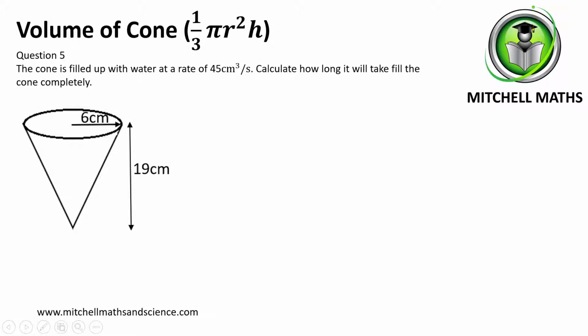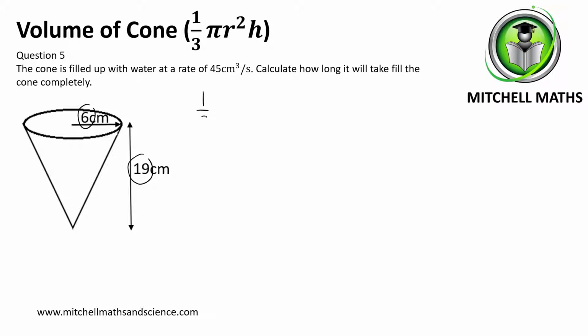Question 5. So this is a rate of change question. The cone is filled up with water at a rate of 45 centimetres cubed per second. We'll calculate how long it will take to fill the cone completely. I know it's filling up at 45 centimetres cubed per second, but in order to work out how long it'll take to fill up completely, I first need to know the volume of the cone. The radius is 6, the height is 19, so I can work out the volume.